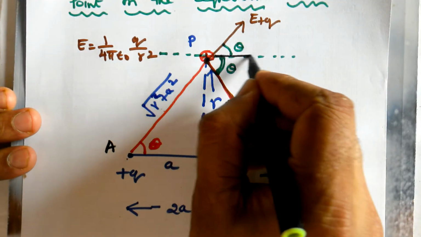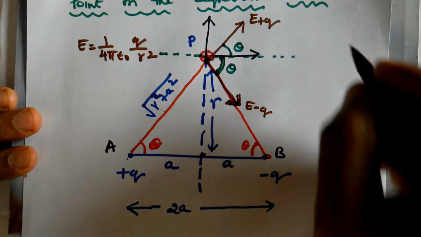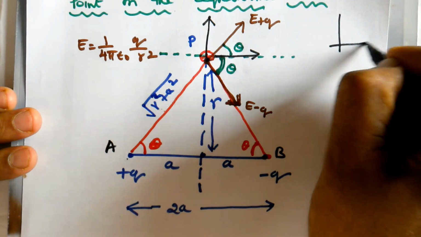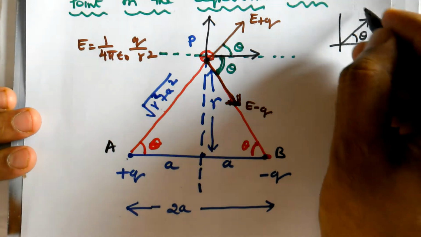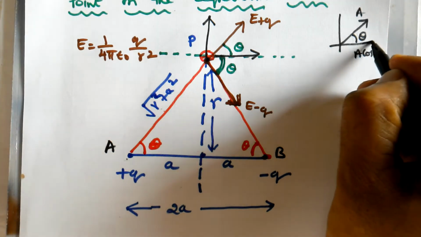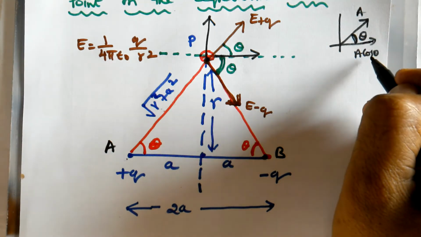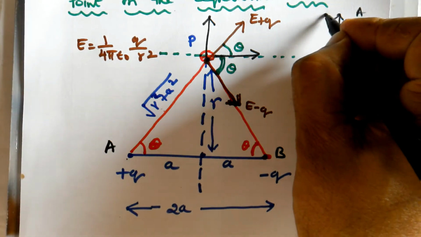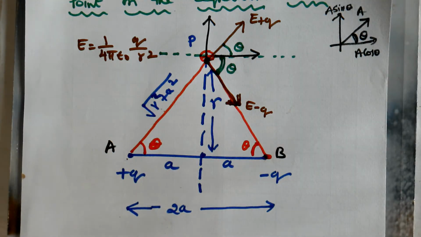One along this direction and another along this direction. You know that any vector can be split into two parts. So when you have a vector along this direction, at an angle theta, if this is vector A, you can write A cos theta along the adjacent side where you have taken theta. What about here? A sin theta. So any vector can be split into two components, A cos theta and A sin theta.